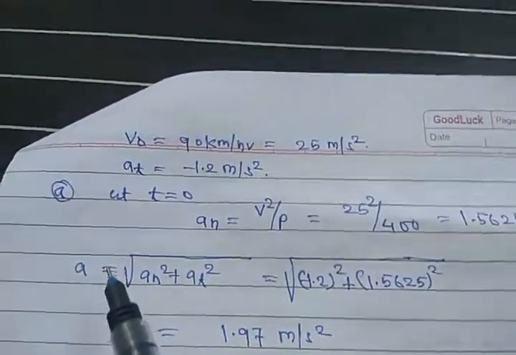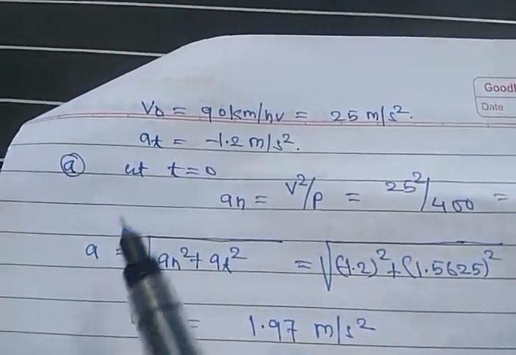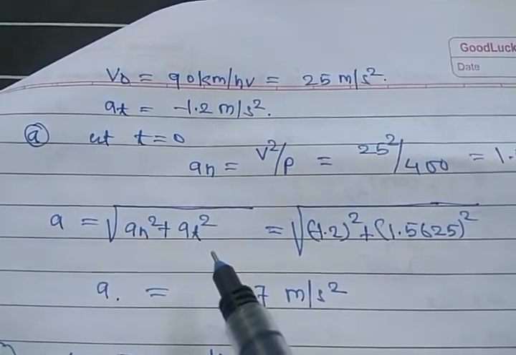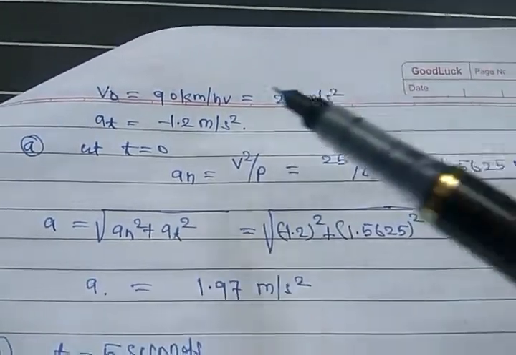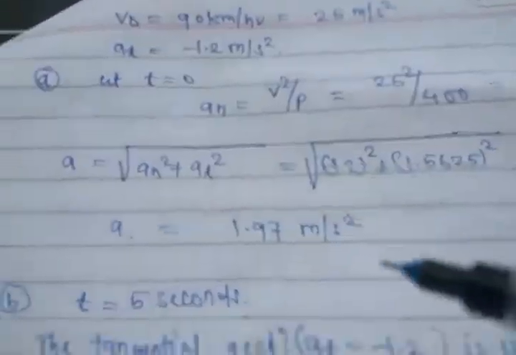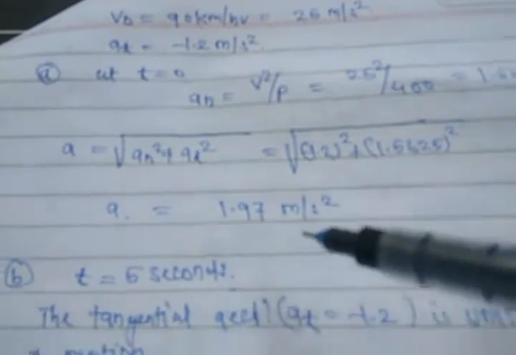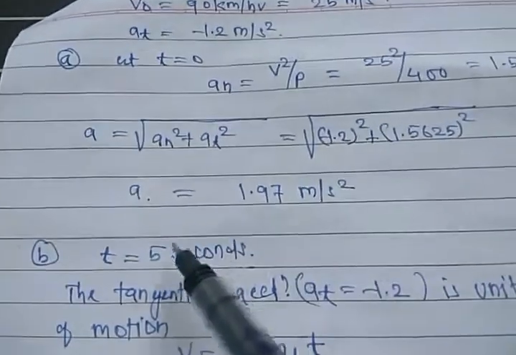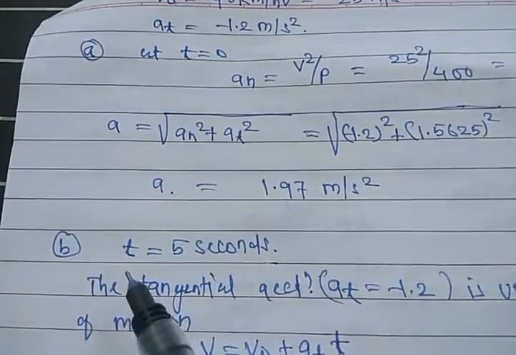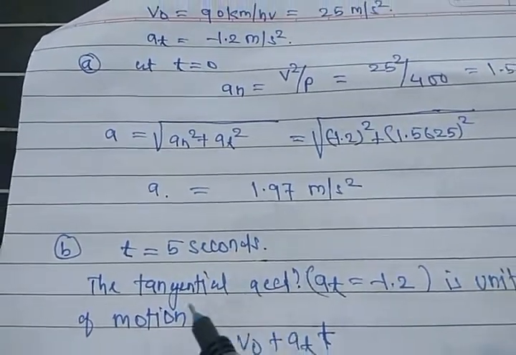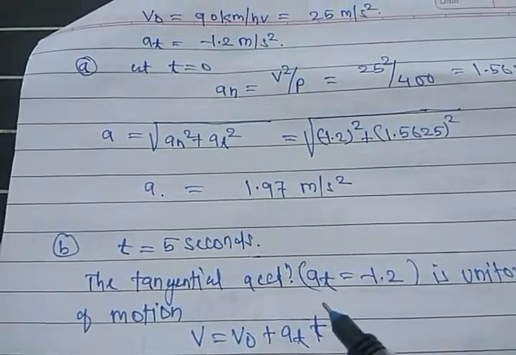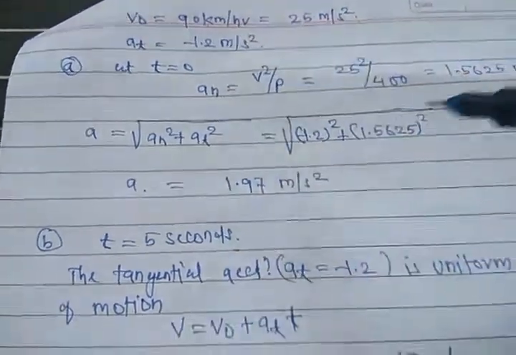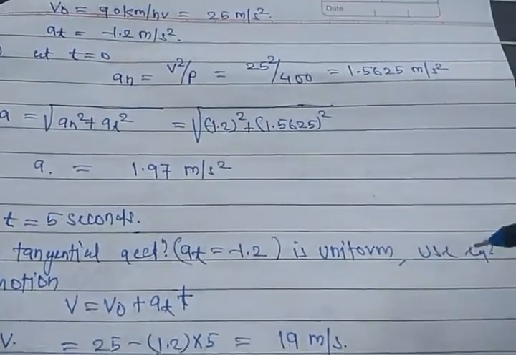An is there, so you can find acceleration at t equals to 0, square root of an square plus at square. Okay, an we have just determined, at is given, so a is equals to 1.97 meter per second square. And b part, at time t equals to 5 seconds, the tangential acceleration at, minus 1.2 meter per second square, remains constant, it is uniform.